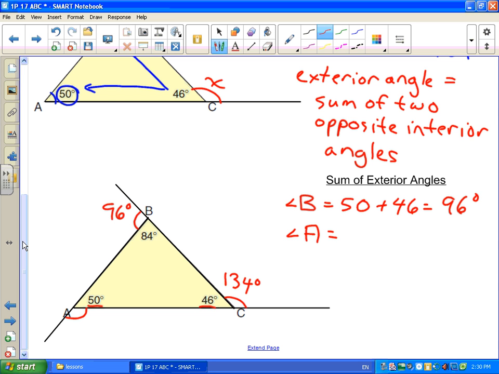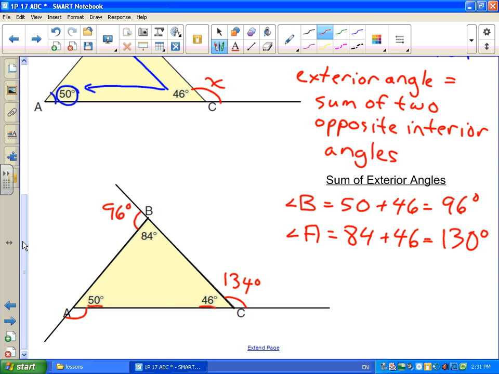Sorry, which two? Not 50. We want the ones on the opposite side. So the 84 is good. 84 and 46. It's got to be on the opposite side. So if I add those up, I get 130.